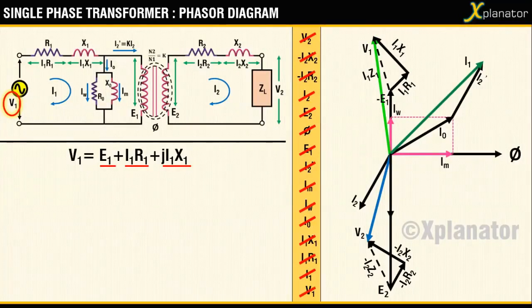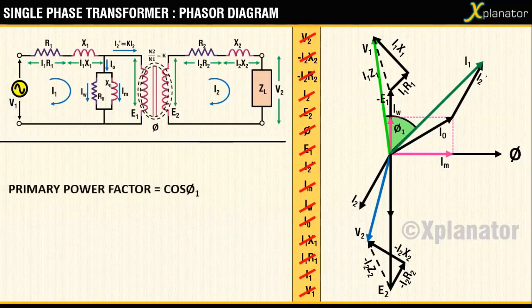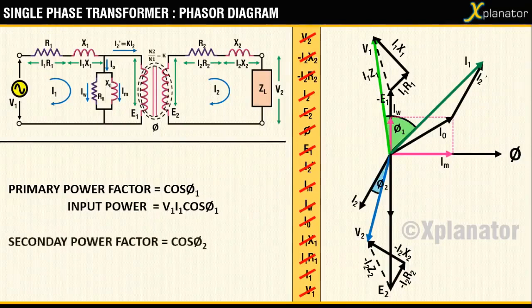The angle between the input voltage V1 and the input current I1 is phi1, and it gives the primary power factor of the transformer as cos phi1. The input power to the transformer is hence V1 I1 cos of phi1. The secondary power factor of the transformer is cos phi2, and the output power of the transformer is V2 I2 cos phi2. The angle between the input voltage V1 and no load current I0 is phi0.